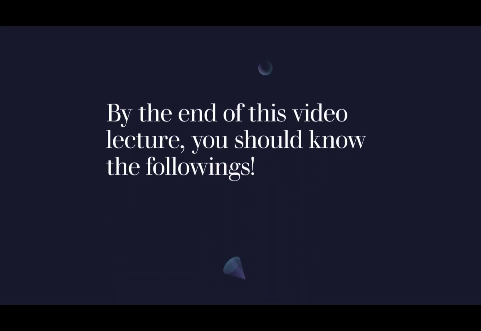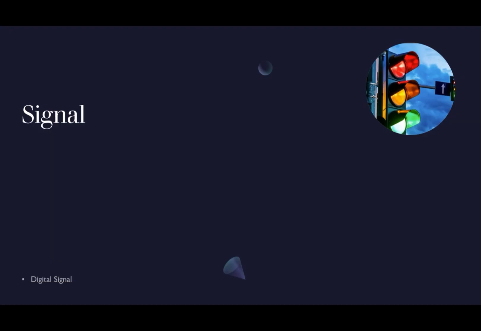By the end of this video lecture, you should know the following. What a signal is, any kind of signal. We have to define a signal. What does it mean to have a signal? And then when we define a signal, we will go on to what a digital signal is, and then what an analog signal is. These things will be discovered to a great extent in the upcoming time, right now in this video. So please stick around.